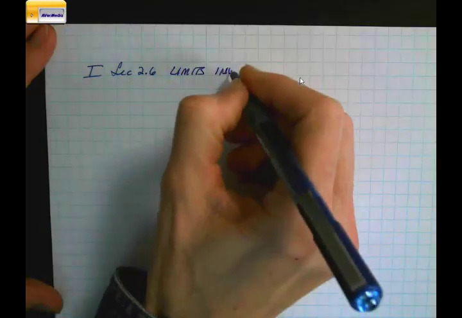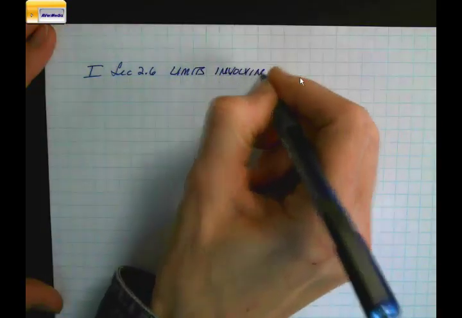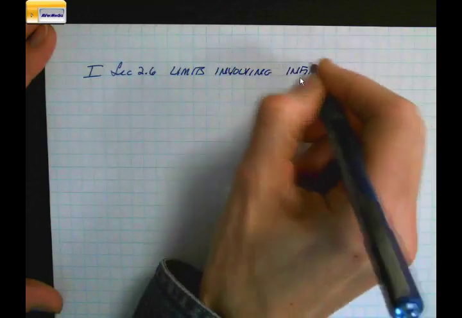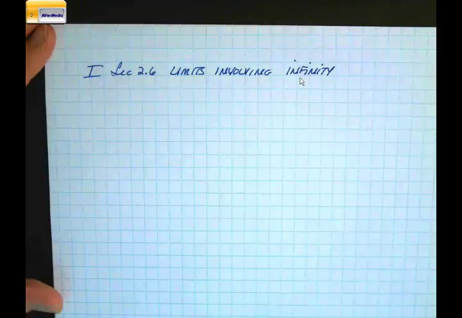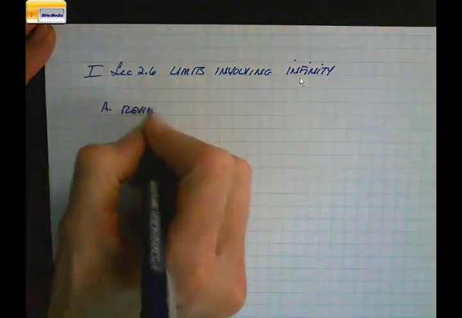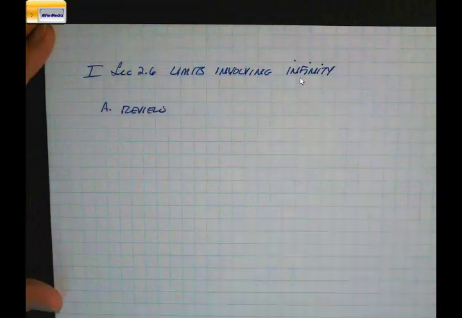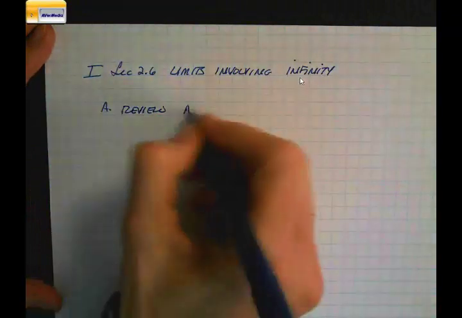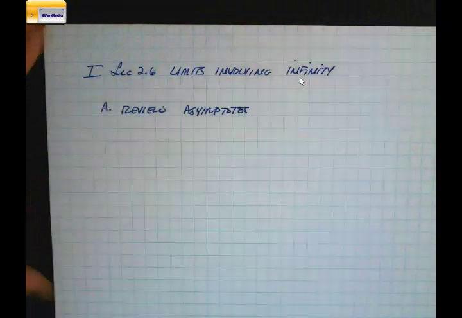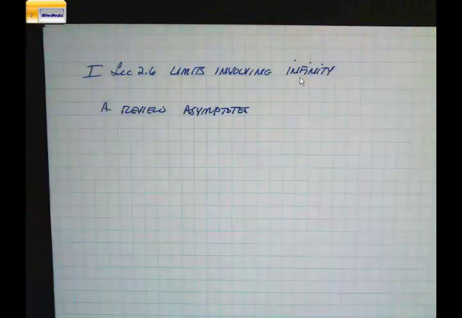So limits involving infinity. We're going to spend a little time here reviewing asymptotes. This is a really unusually spelled word. Asymptotes.